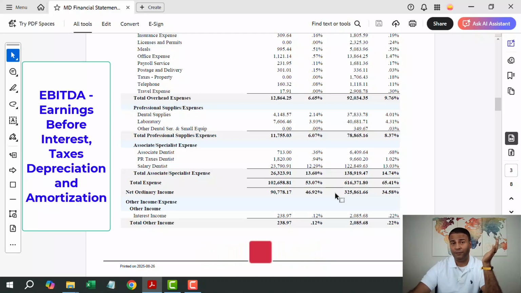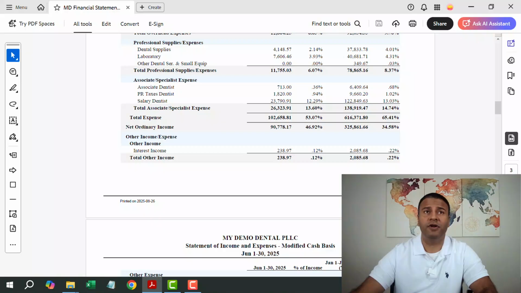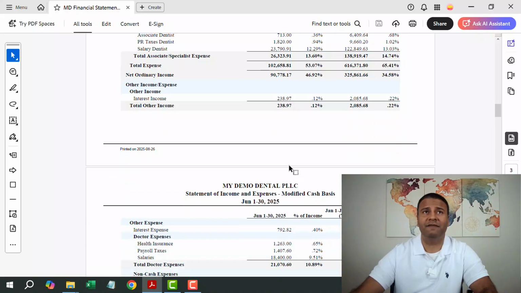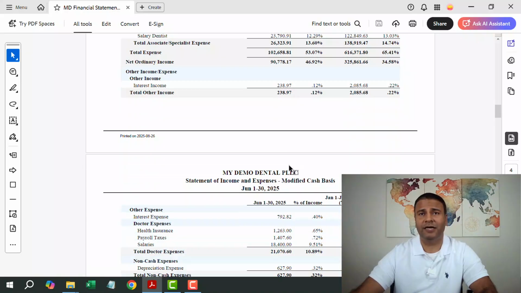It is also the EBITDA. This line is the EBITDA for this dental practice. Moving on, we have other income and expenses. Anything that may not be in all the dental practices, we will put that in this section, other income and expenses. This specific dental practice has interest income of $285,000. So we put that here.